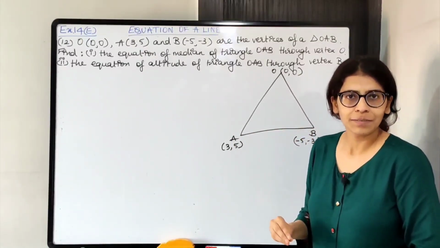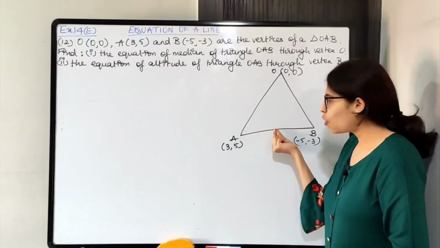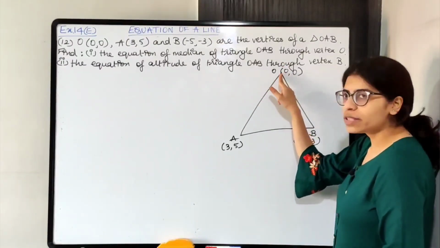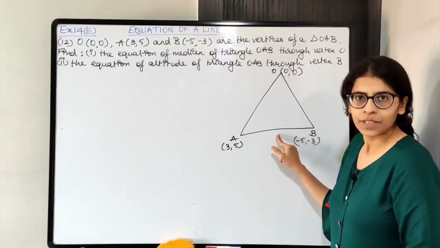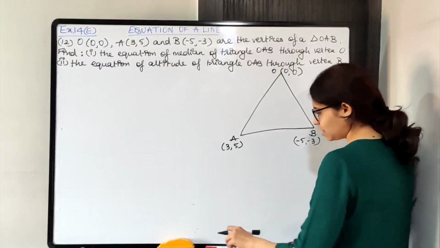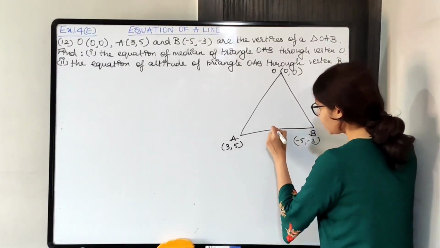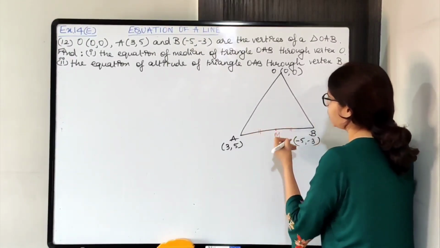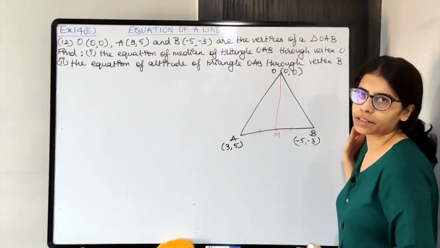What is median? Median is joining the midpoint of one side to the opposite vertex. Okay. So O से median draw करना है. So O से where we'll draw? To AB. So to midpoint of AB. So let's consider the midpoint of AB as M. Let's say M is the midpoint of AB. OM will be the median जिसका equation find out करना है.